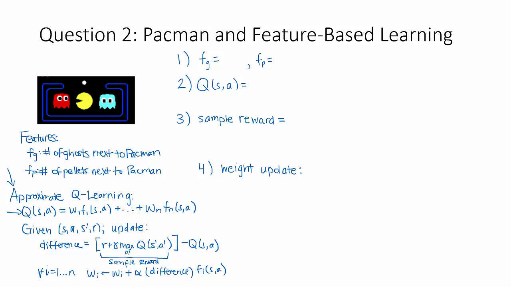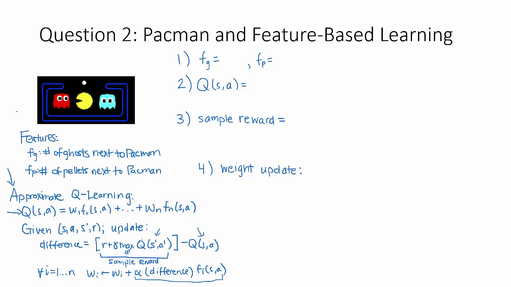For a given s, a, s', r transition, our update looks as follows. We compute this difference term, which takes into account the sample reward that you've seen in Q learning, minus the Q value for the state action pair. Notice that to compute this value and this value, you have to use this linear combination that you have here. Then after that, for every weight, we're going to update the weight by this update term here. It consists of 3 parts: the learning rate, the difference term that we just computed, and the value of the feature corresponding to the weight that we're currently updating.